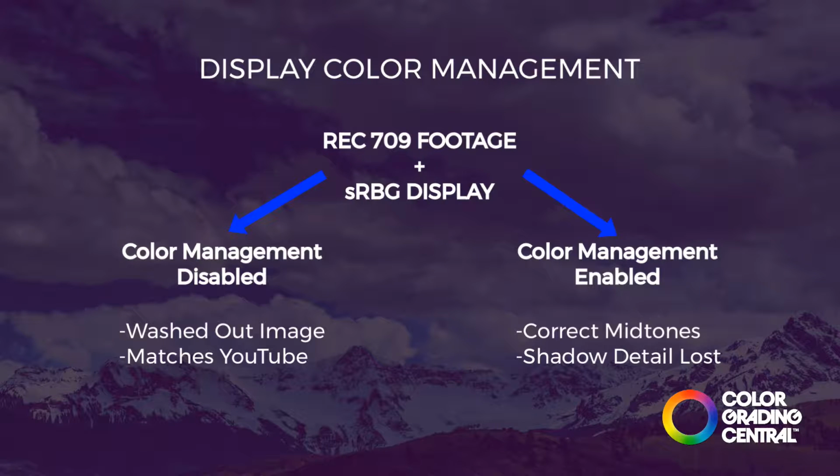So if your edit is Rec. 709 and your display is sRGB and the destination for your video is YouTube, Facebook, Vimeo, or any other similar sharing platform, your best choice is to keep color management off. If the destination for your video is broadcast, then turn it on.